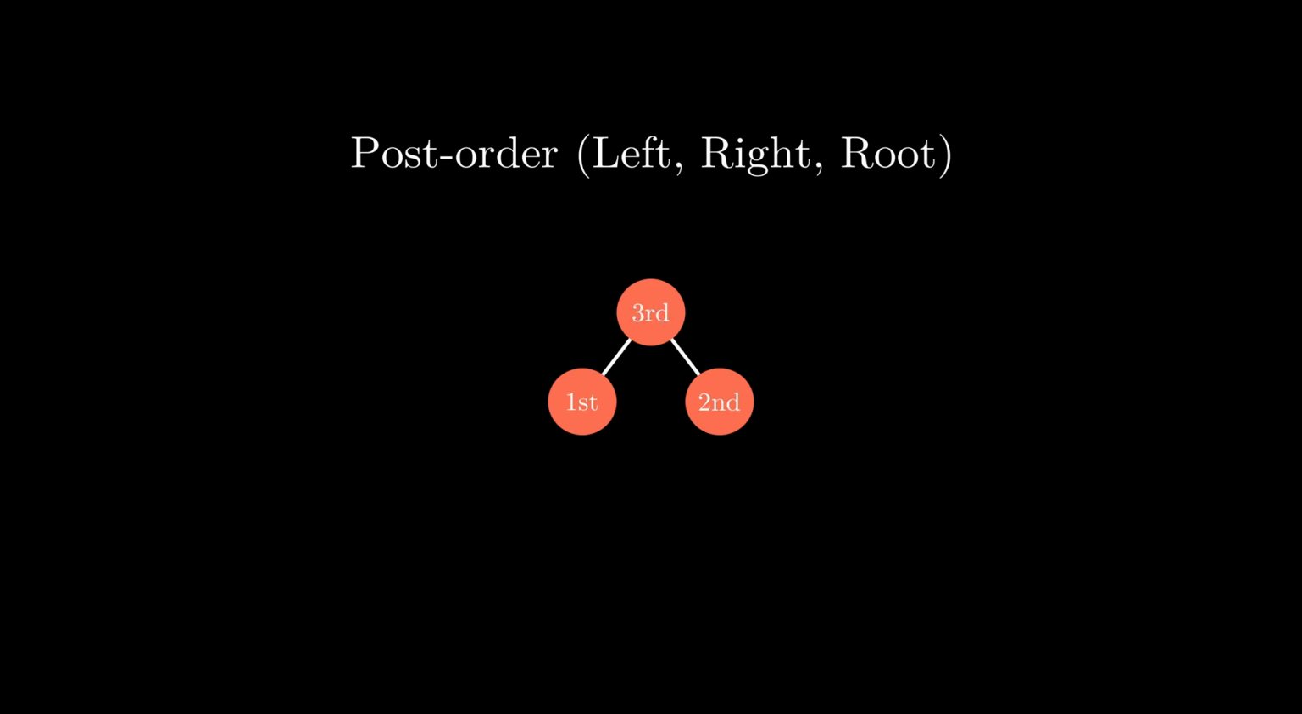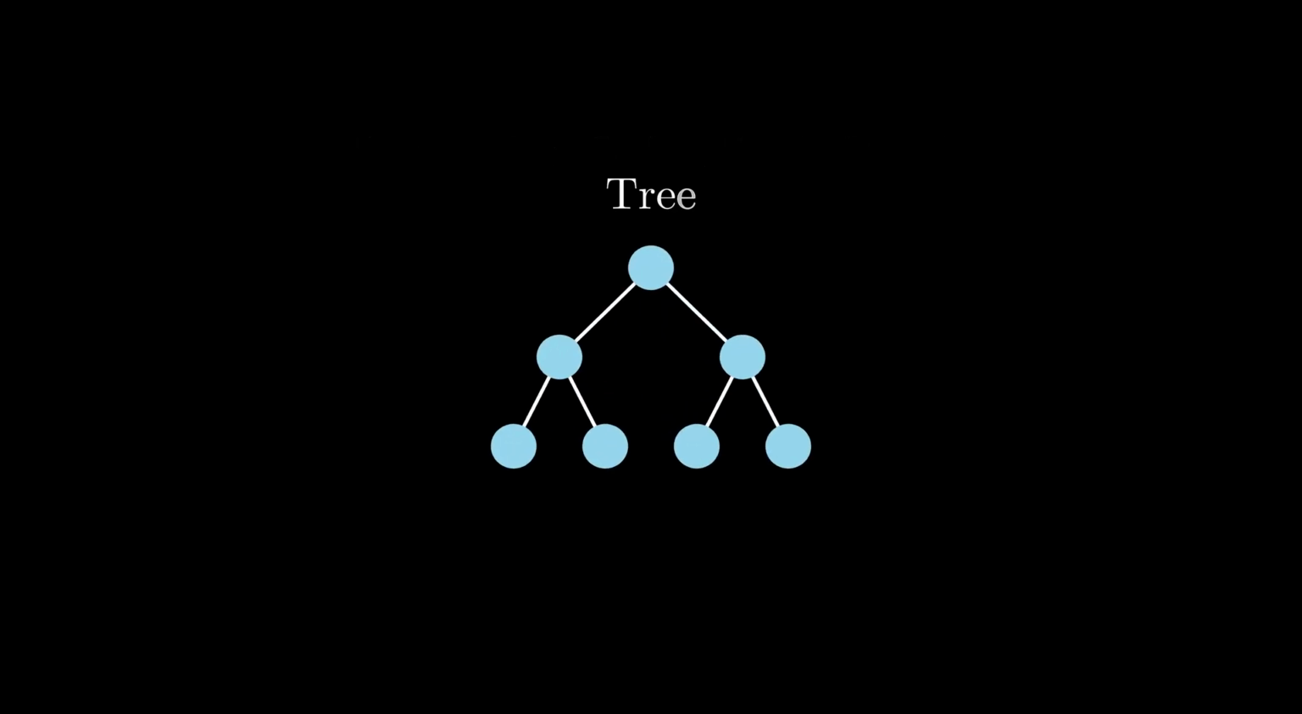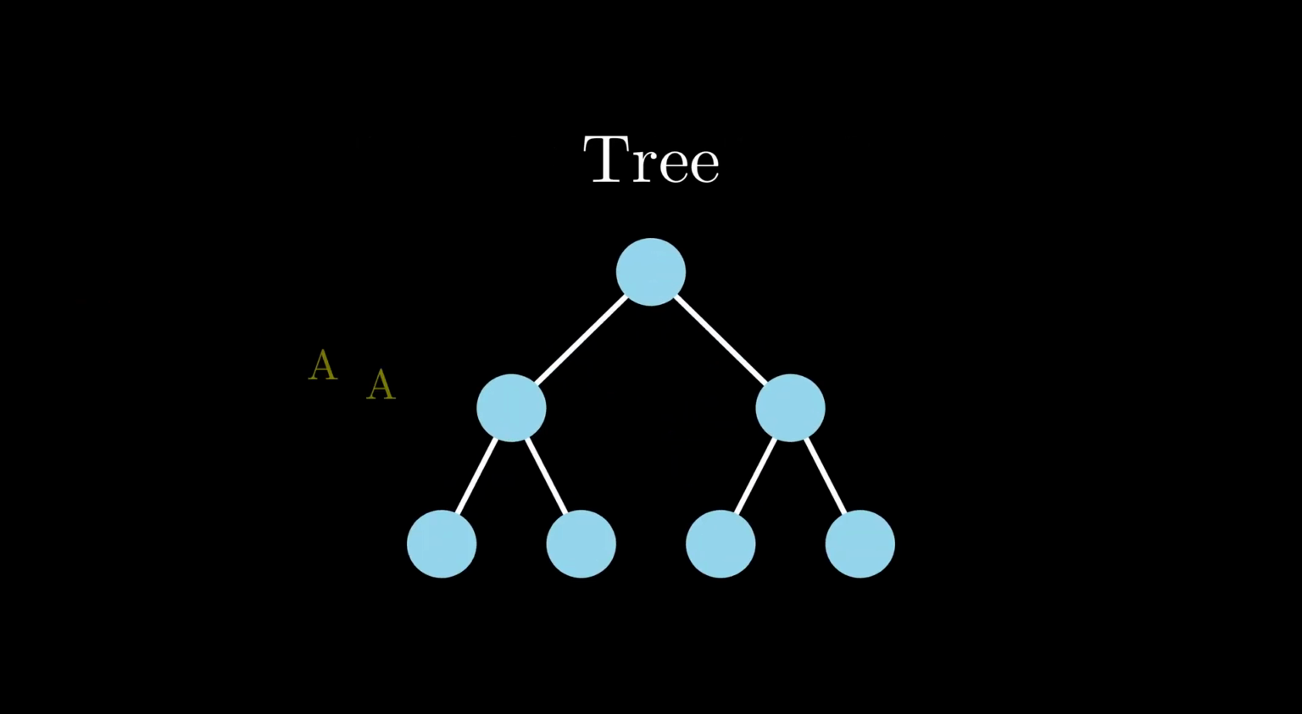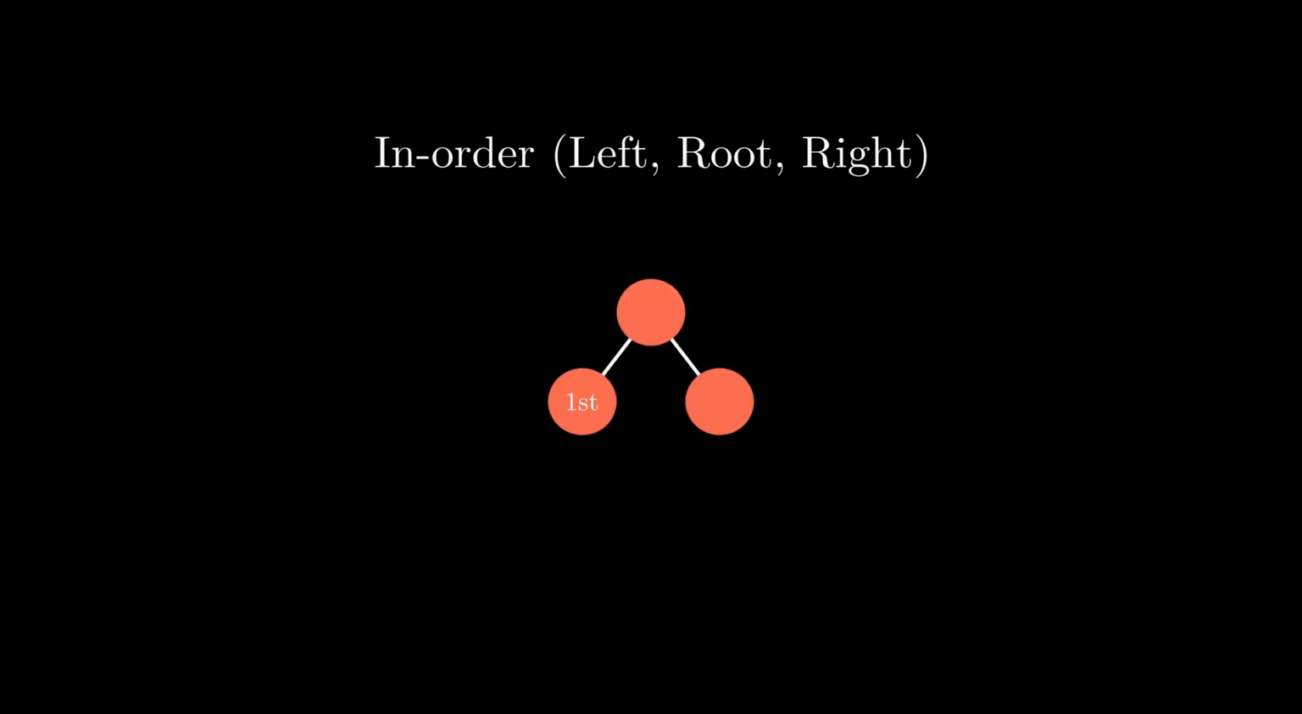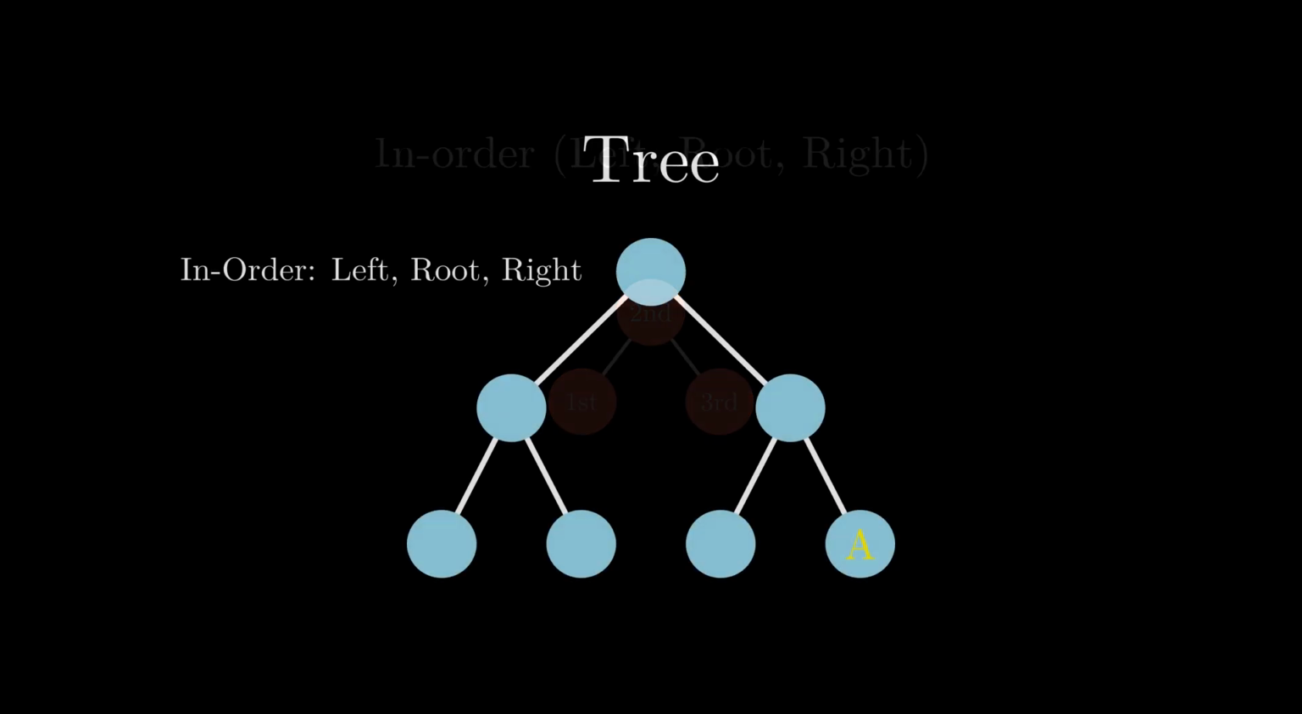To understand these traversal orders, let's take a tree into consideration. If we want to search for the letter A in this tree, we can use DFS in either one of the before mentioned orders. So let's go with in order traversal. In order traversal simply means that we search each subtree in the order left, root, then right. So let's go ahead and emphasize the subtrees here. So here we have a subtree, here we have another subtree, and here we have one more subtree.